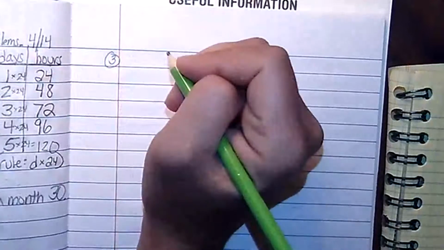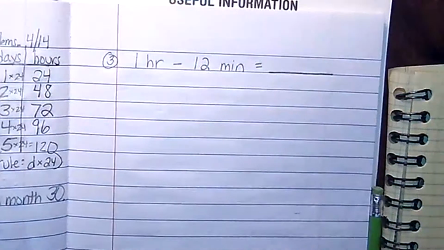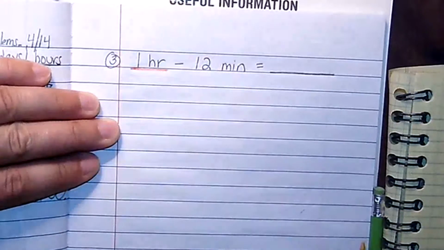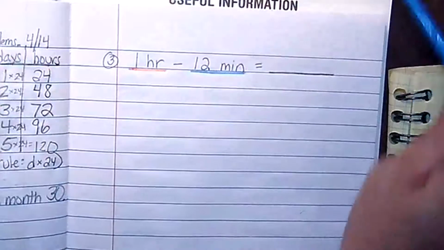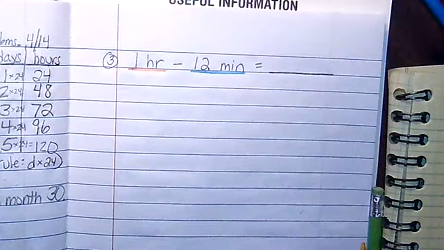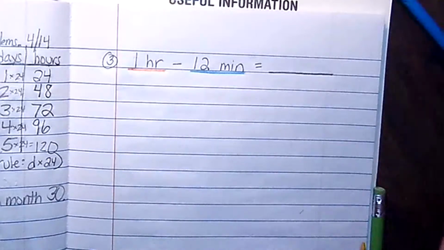We're looking at 1 hour minus 12 minutes. I want to know how many I have left. So I have 1 hour and I have 12 minutes. Can I add hours and minutes? No. And actually, we know a too fast fourth grader might just try to switch these around and do 12 minus 1 and say the answer is 11. So don't be a too fast fourth grader. Let's look and see.